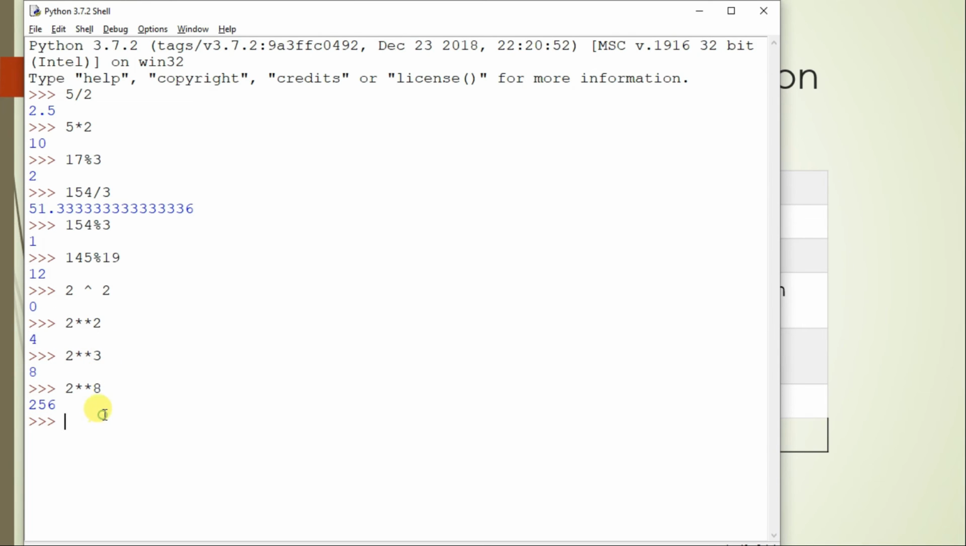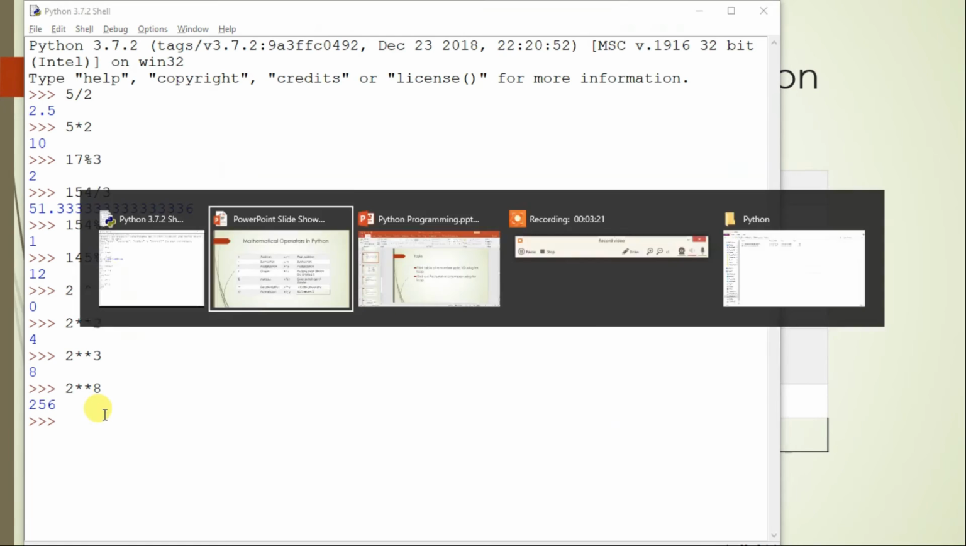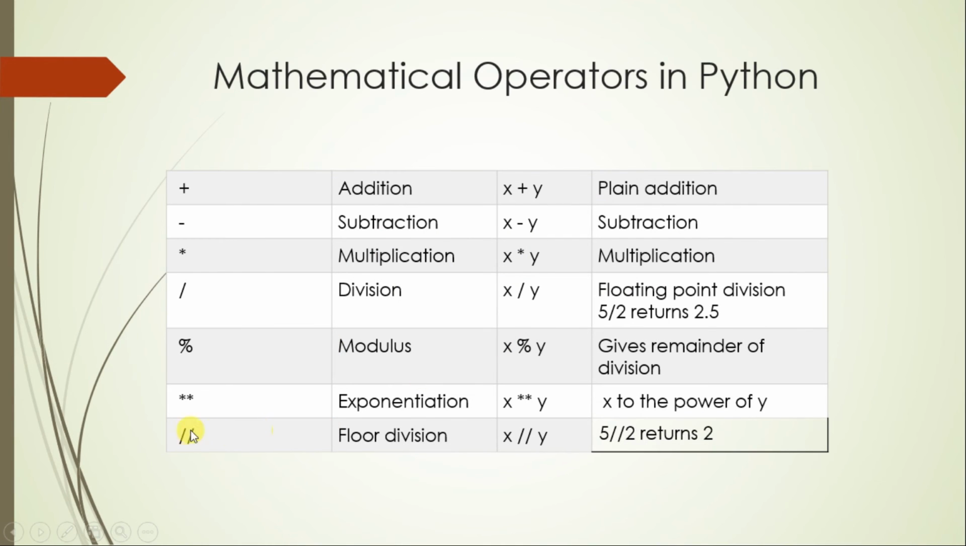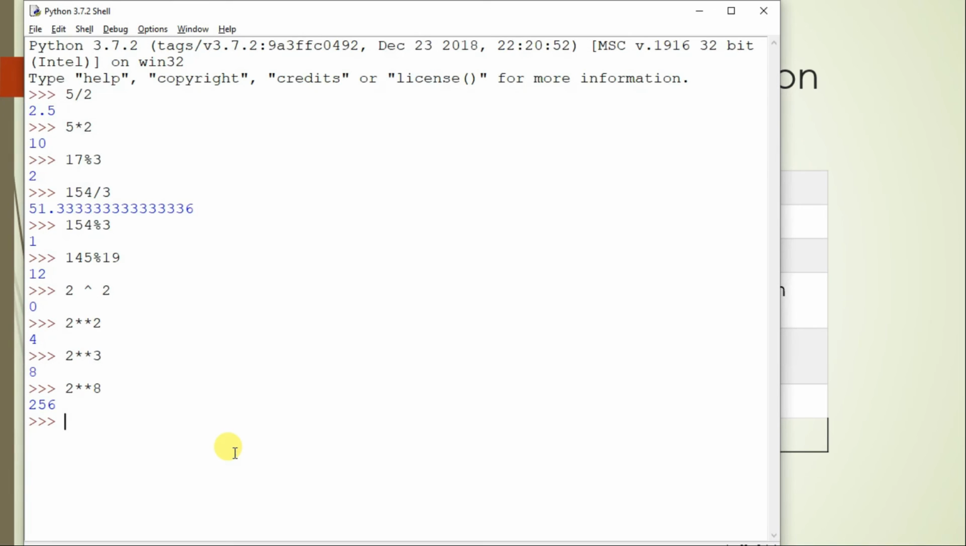And floor division, the last one, is to be understood because 5 divided by 2 using the floor division operator, that is double forward slash, 2, will give me 2. Many times this is important as well as the normal division. When you just want accurate division, you use the normal division. When you actually want a floor division to be performed, you use this operator.